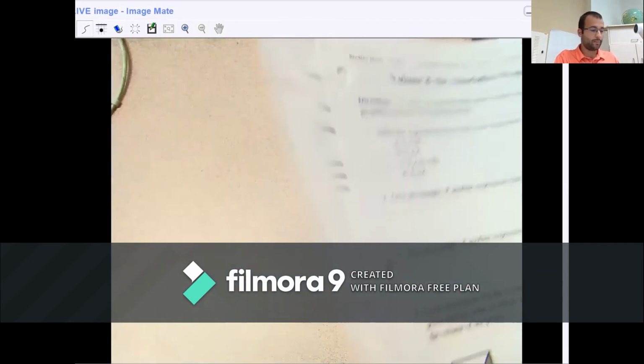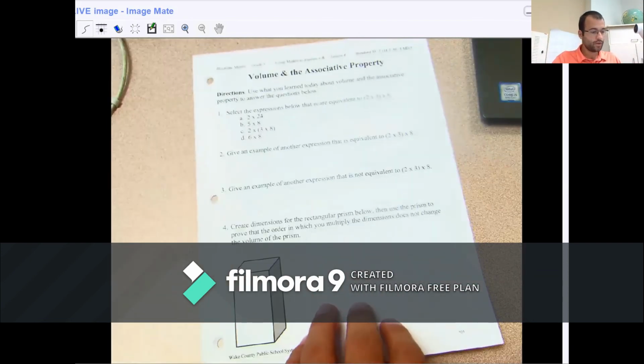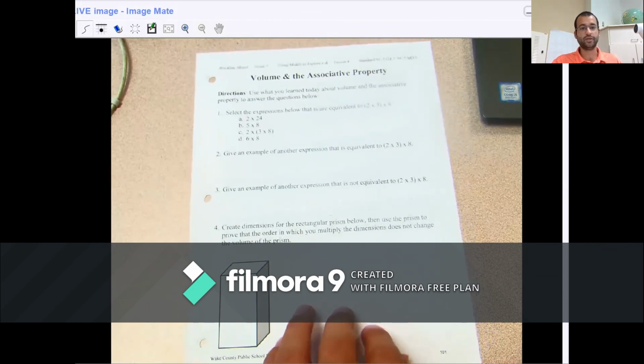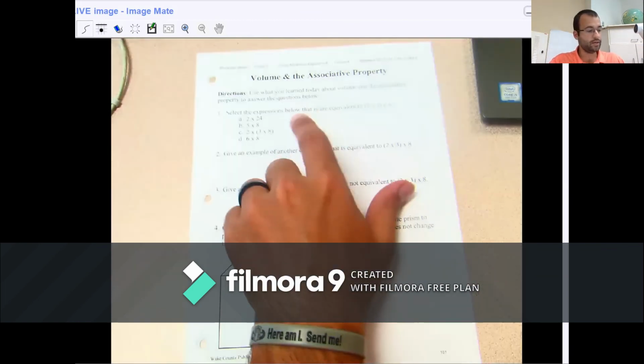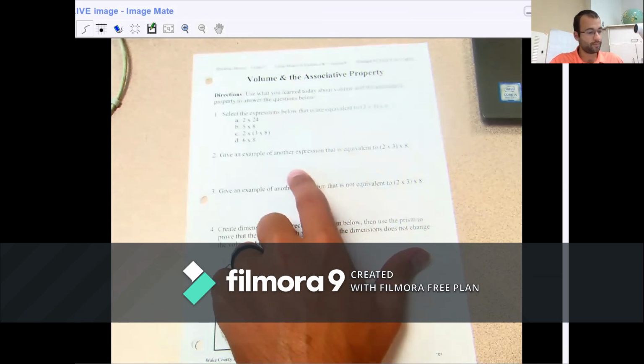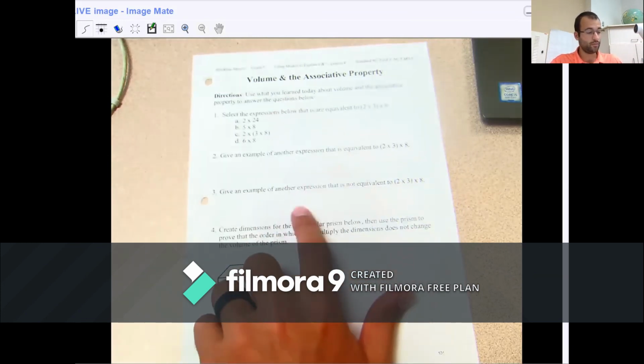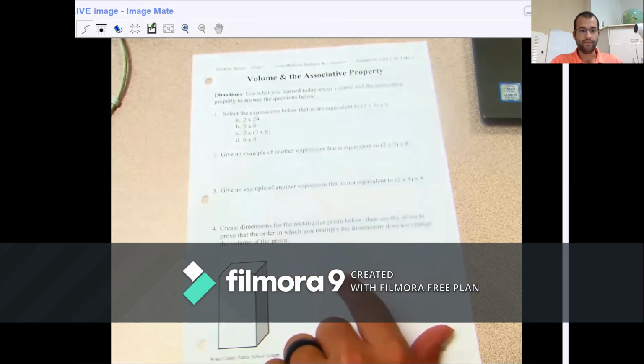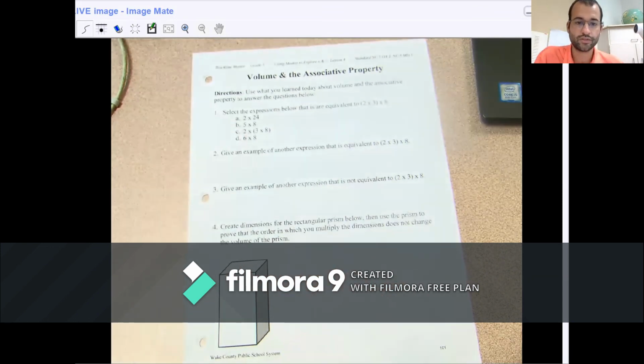And then you've got a couple of questions right here on page 101 that you're going to answer, and you're going to tell me which one is equivalent, which one is the same. Give me another example that's also the same. Give me one that's not the same, and then you're going to create the dimensions for prism number 4. So not a lot of actual work to do, not much to submit, but you're going to go through this now, create a prism, and see that it doesn't matter which way you turn it or in which order the dimensions go for it to work.